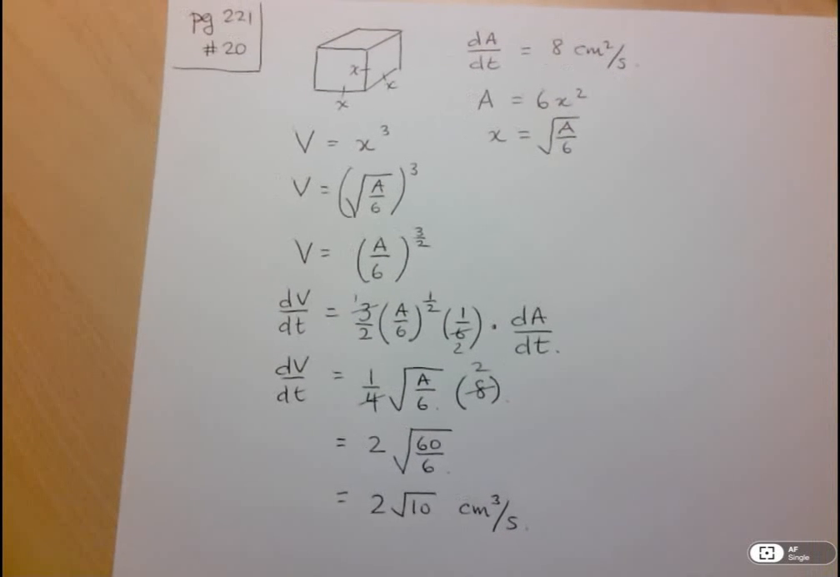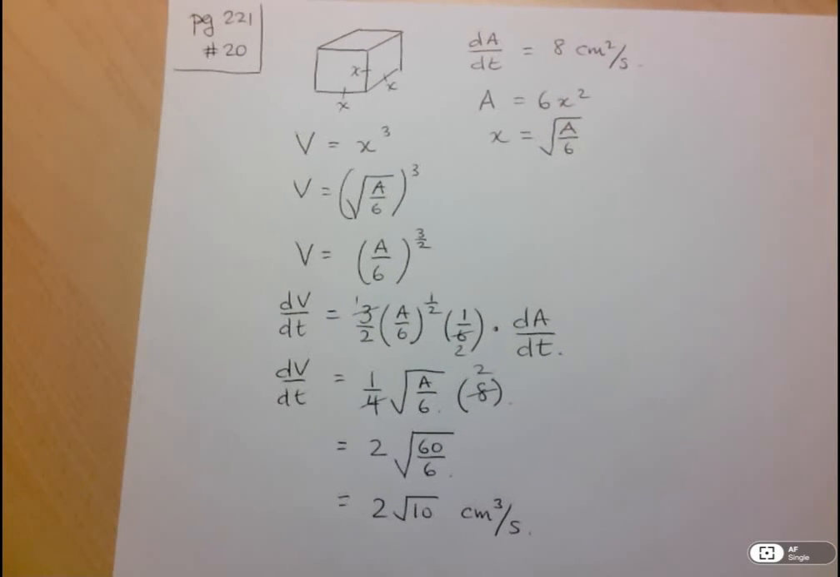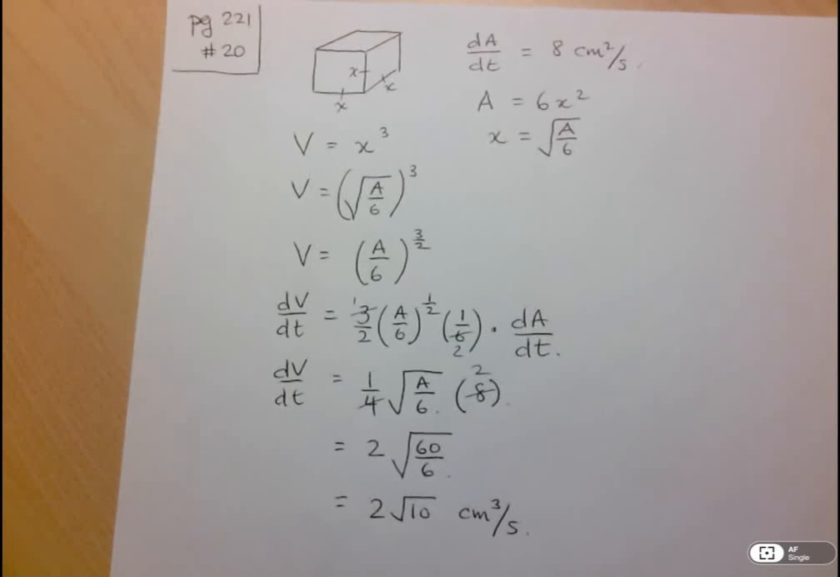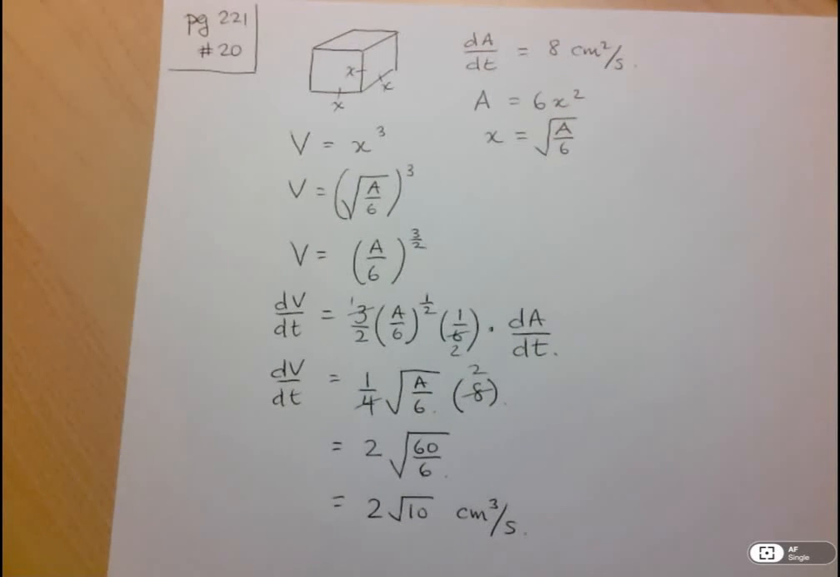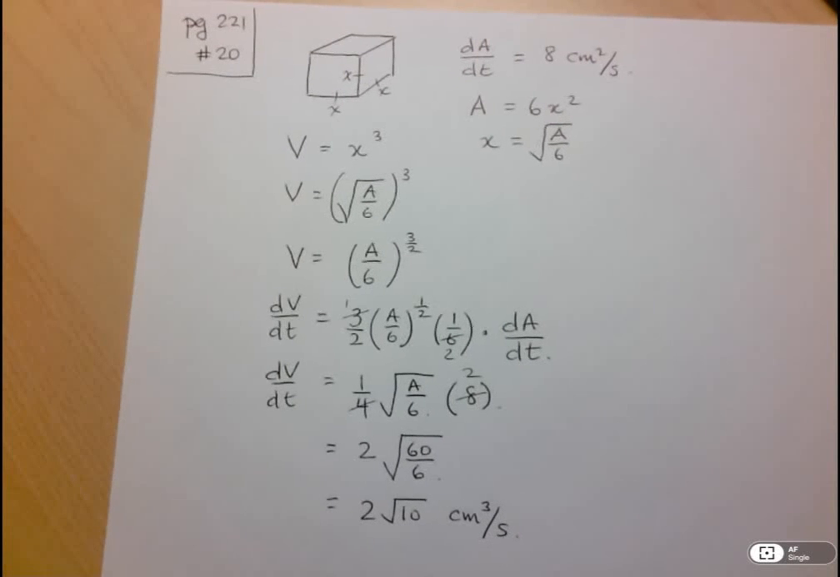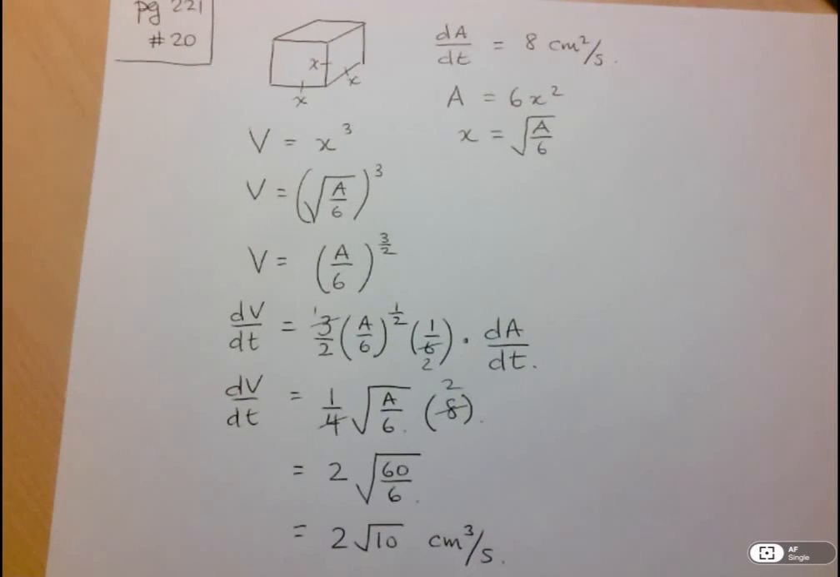Here we had to take a bit of a circuitous route because we first had to start with our relationship between volume and side length. From there we used the relationship between area and side length to rewrite V in terms of A. And then from there we could proceed with the calculus. Okay, so that's it for this one.